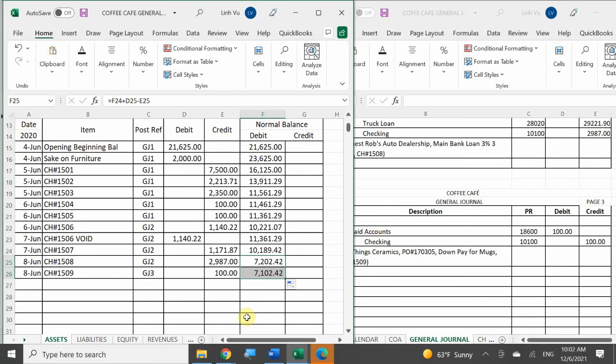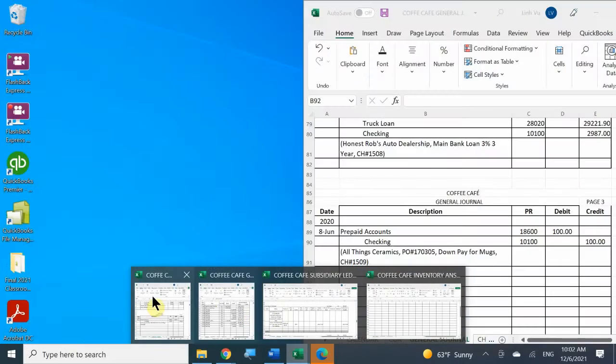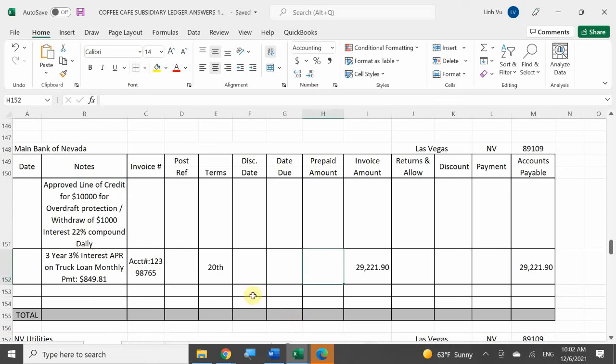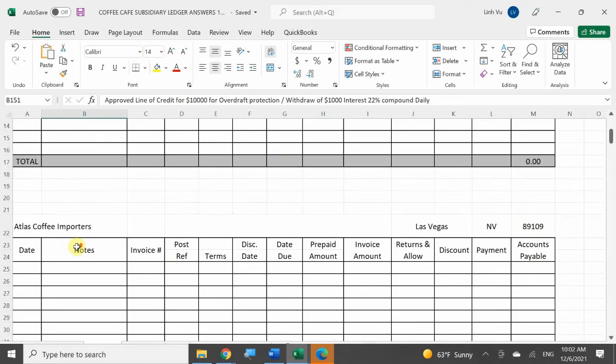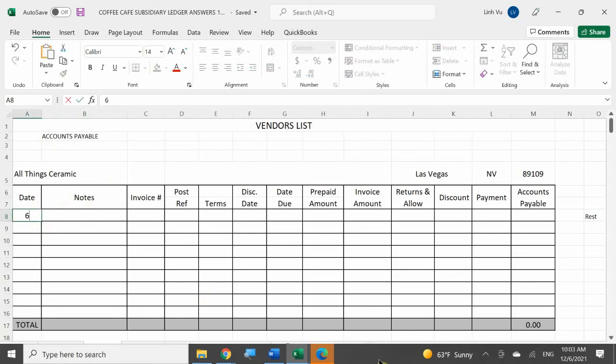So then, of course, I dealt with a vendor, right? I paid somebody so they owe me some coffee mugs. So I need to go to my subsidiary ledger to update that I dealt with the vendor who owes me something. So here we go. Top of the page, it is the 8th, right?